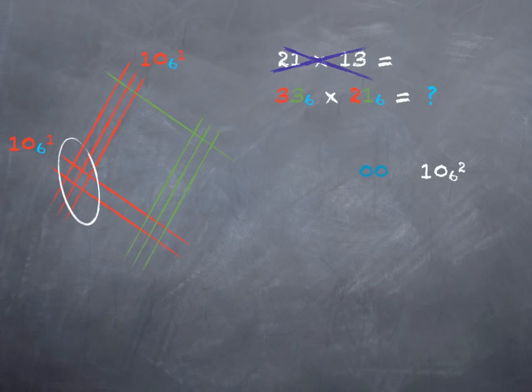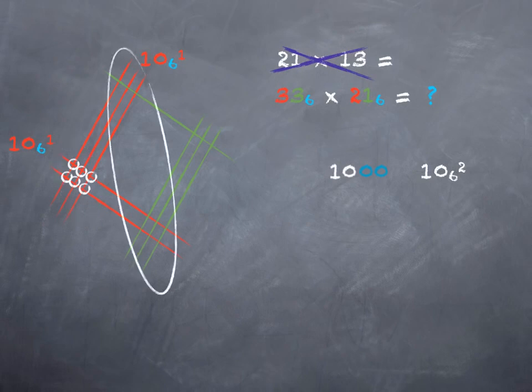So now I count out my intersections, remembering that I'm counting in base 6. So that's 1, 2, 3, 4, 5, 1 0. So I have 1 0 groups of 10 squared. My middle intersection, now I'm bringing the ones place into play. So this is going to leave me with 1 trailing 0, or 10 to the first in base 6.